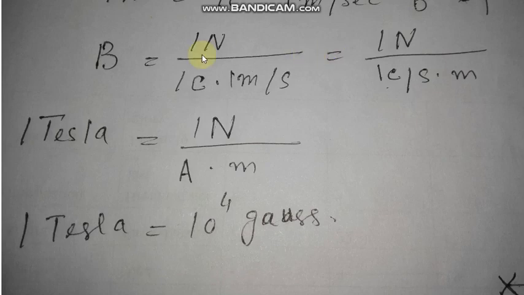So the unit of B can be written as 1 Newton per ampere meter, and this unit is called 1 Tesla. And remember that this Tesla is a very large unit of the magnetic field, and it is equal to 10 raised to power 4 Gauss. So whenever we are dealing with stronger magnetic fields, we use Tesla, and when we are dealing with weaker magnetic fields, we use Gauss. 1 Tesla is equal to 10 raised to power 4 Gauss, and 1 Gauss will then be equal to 10 raised to power minus 4 Tesla.